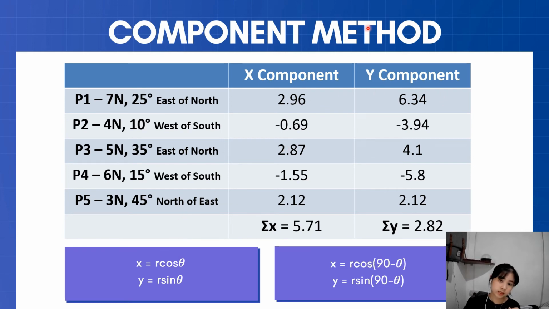And for the very last given, the direction is north of east, which means that we'll be using the other set of formulas to find x and y, since the reference angle is along the x-axis. Again, input it in your calculators and we'll get the answer 2.12 for both components. And after we find both x and y components, we can now find the sum of both columns by adding them together. So for x component, we have a summation of 5.71, while for y, we have 2.82.